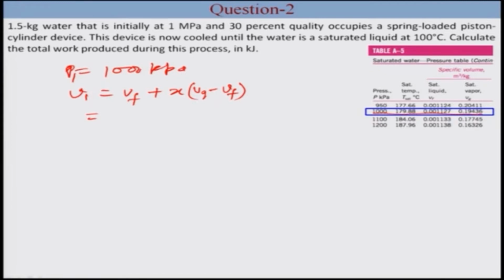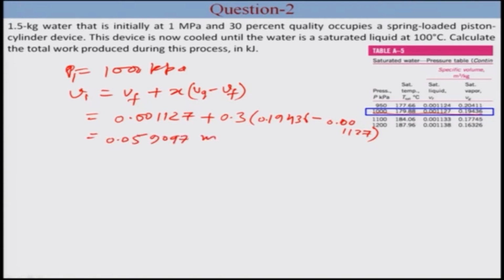After plugging in these values, we get 0.001127 plus the quality, which we know is 30%, so 0.3, times (Vg, which is 0.19436, minus 0.001127). So from here we get V1 equal to 0.059097 meter cube per kg.